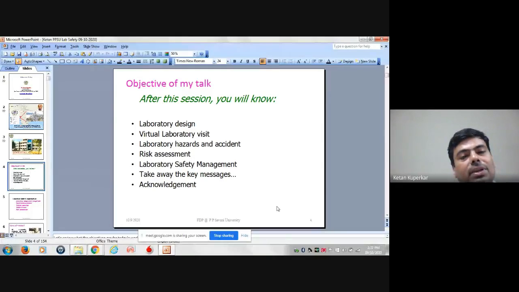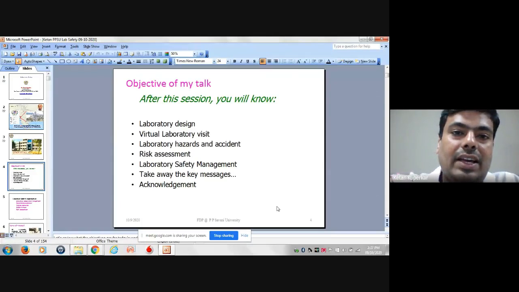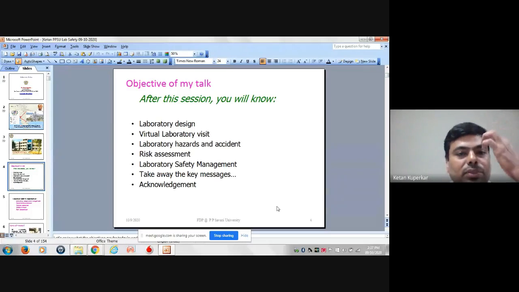To begin with, the simplest topic of laboratory safety is very crucial. The objective of my talk is to cover basic and important points on laboratory design. I'll make you visit your laboratory virtually through online mode. I'll give instances of several laboratory hazards, which include some accidents, risk assessment, laboratory safety management, and very important and tricky key messages to take away. Finally, I will conclude the session by giving a sincere acknowledgement to the organizers.